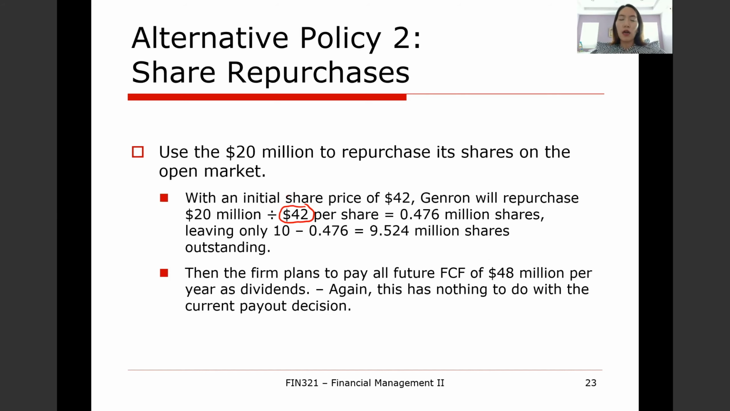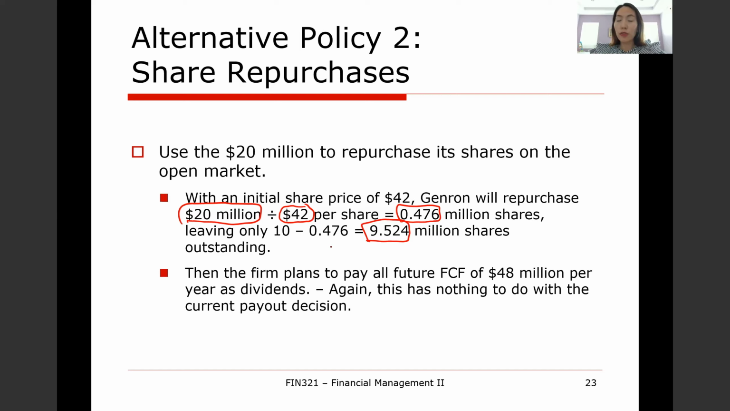And the company will use $20 million total cash, resulting in 0.476 million shares that can be bought back. So 0.476 million shares will be repurchased and retired. Therefore, only 9.524 million shares will be left outstanding. 10 minus 0.476, right? So after the repurchases, only 9.524 million shares will be left outstanding.